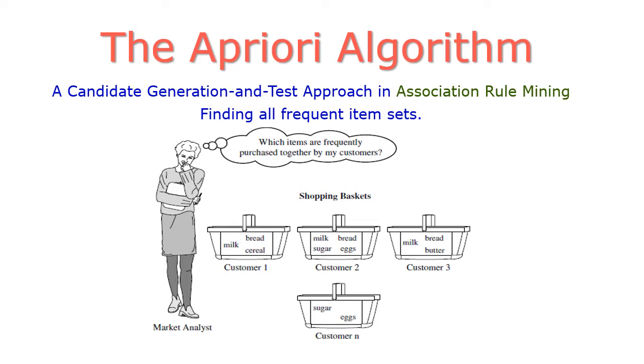So here we are having one example. This is shopping baskets of customers: customer 1, customer 2, customer 3, up to customer n. Among these baskets, we need to find which items are frequently purchased together by the customers. To find these, we are going to use the Apriori algorithm.